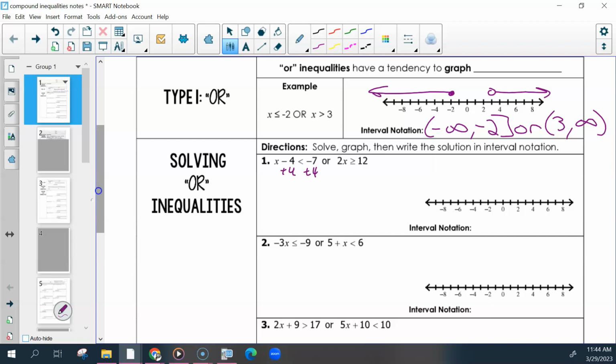For this one, if I'm trying to get x by itself, I would divide by 2 on both sides, so they're different. And then I would write my answers. X is less than -3. Bring down the word or. X is greater than or equal to 6.